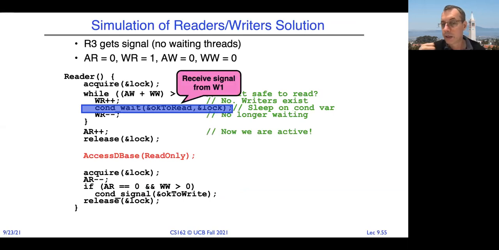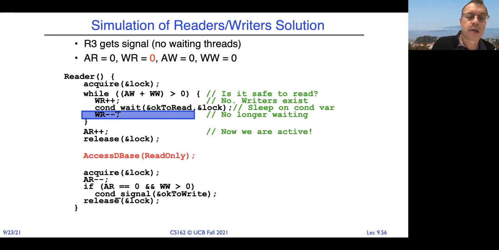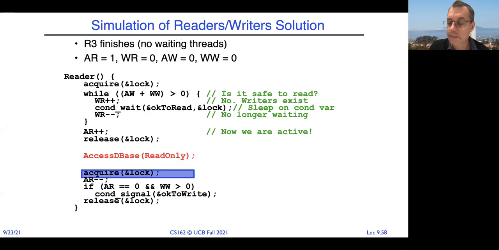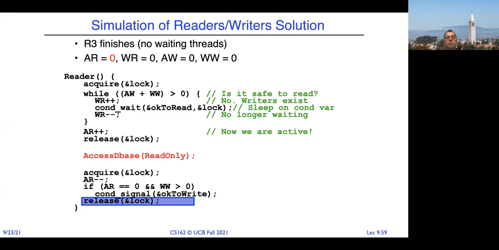And now I start executing the code for R3, who is resuming the execution, acquire the lock back, decrement the waiting readers, access the database, acquire the lock, decrement the number of active readers, release the lock. So we are done. So now all the readers are done, all the writers are done.